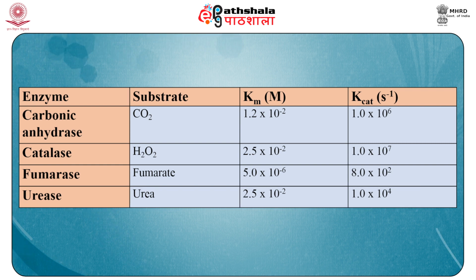You can easily observe that where the Kcat is high, for example in the case of carbonic anhydrase, the Km is 1.2, and where the Kcat is 1 into 10 to the power 7, the Km is yet similar at 2.5 into 10 to the power minus 2. This is when you compare the values for carbonic anhydrase and catalase. Again, look at urease. The Kcat is quite low, that is 1 into 10 to the power 4 per second. However, the Km is similar to that of catalase, 2.5 into 10 to the power minus 2. This table therefore indicates that Km and Kcat are not necessarily related.